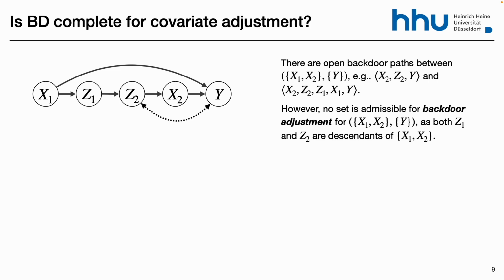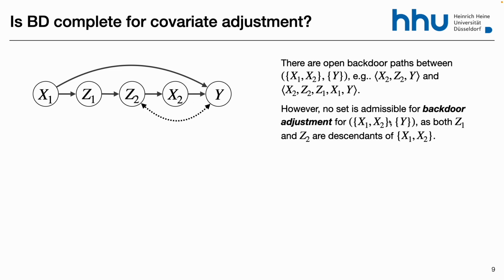Okay, so now that's another example. I want the effect of X1 and X2 on Y. It's the same notation as before, and we have two backdoor paths. The first is a little bit different from before. X2, Z2, and Y is one of the paths, this one here. And the other one is through this: X2, Z2, Z1, X1. So this is another path.